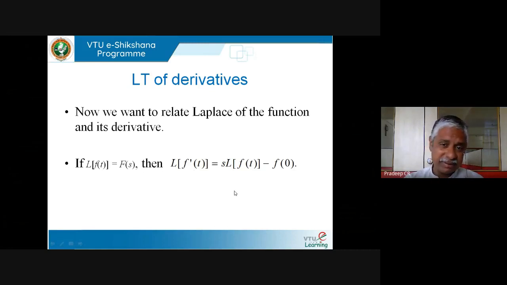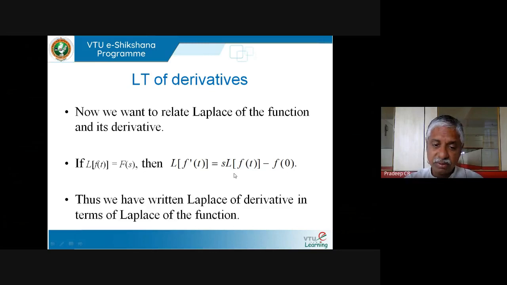It's not difficult. It's very easy to prove this. Basically, you need to know some differentiation and integral sign or some such thing. You write down the definitions and you will get it. It's not difficult, but it's not there in your syllabus, so I am not going to write the proof of it. But you need to remember this. L of f dash t is s times L of f(t) minus f(0). So what you need to understand is we have written Laplace of derivative in terms of Laplace of the function itself. That is what we have done.